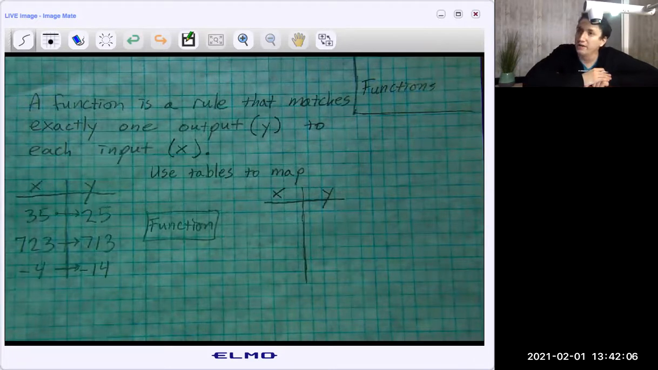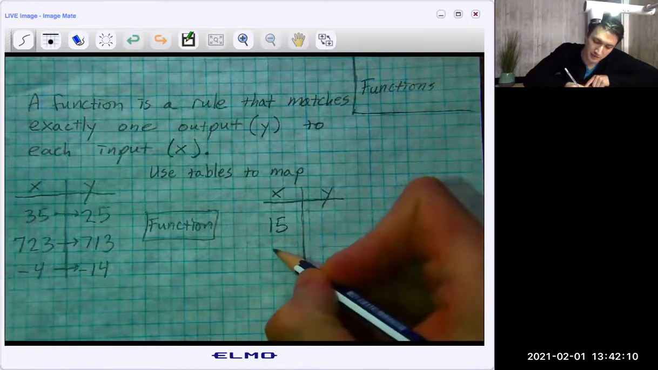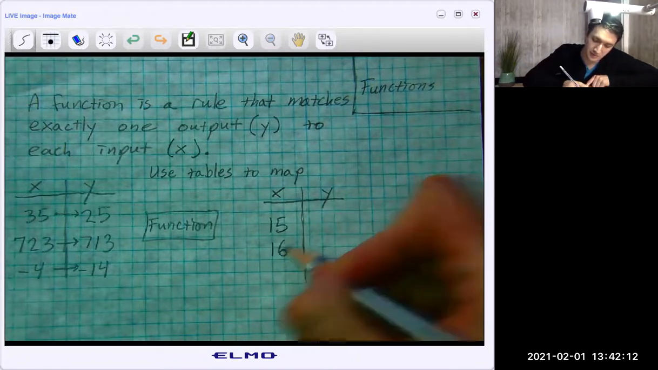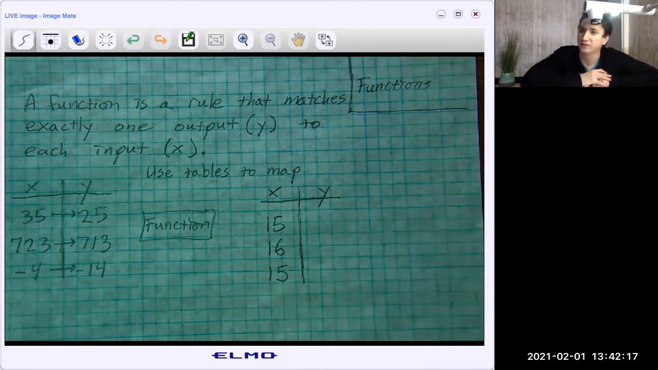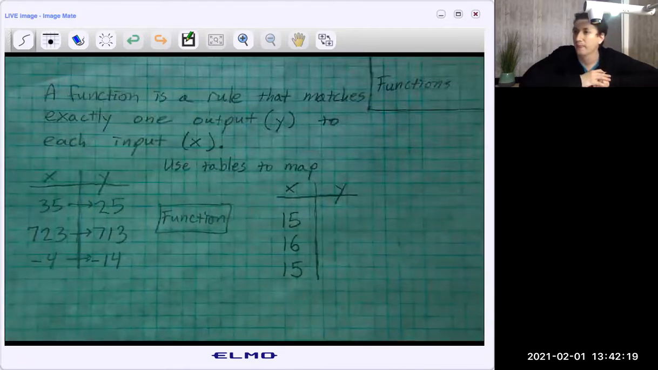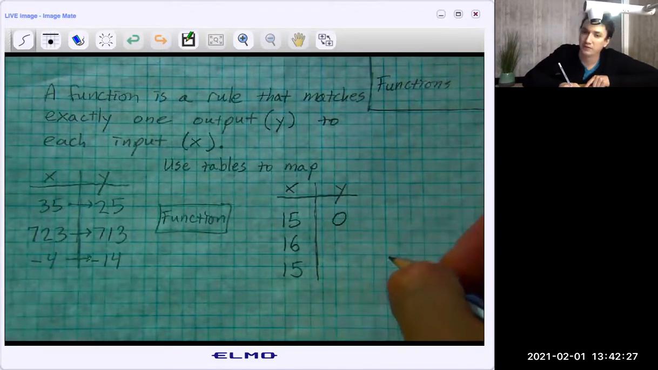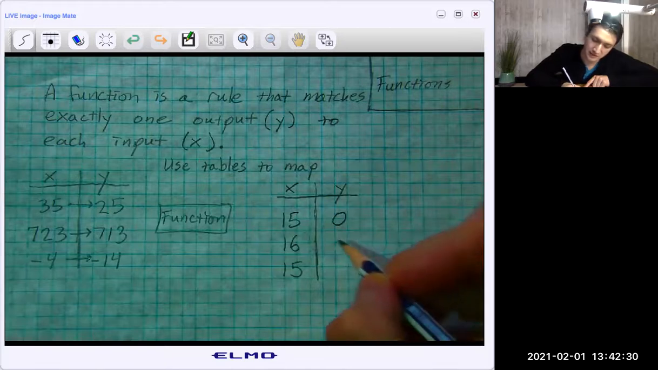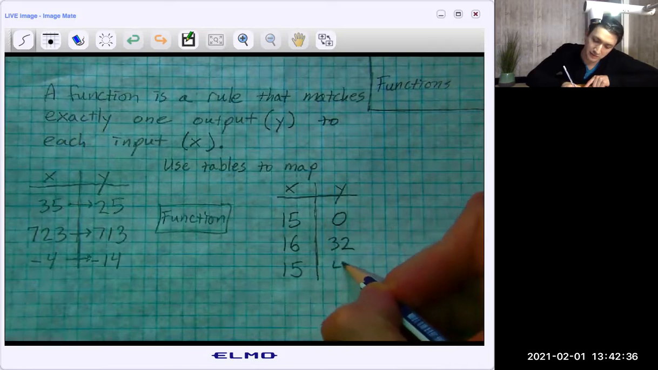We're going to try the number 15. We'll try the number 16. And we'll go back and try the number 15 again, just because you can. You can choose whatever you want for your inputs. When you put in a 15, you get out a 0. When you put in the 16, you got out a 32. When you put in the 15, you got out a 4.